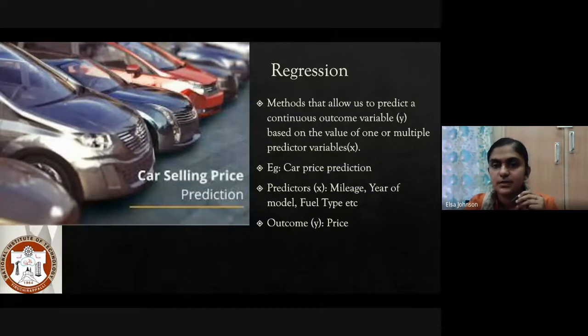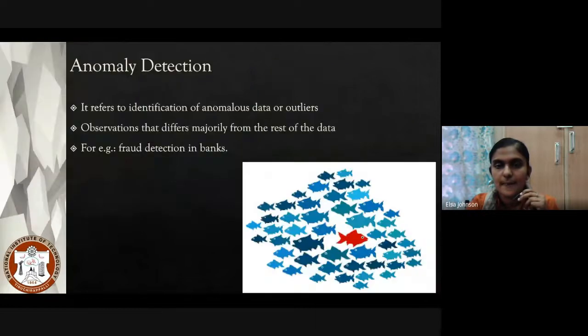Next is regression. Regression means the output won't be countable. It will predict a specific value, but the value is continuous. The output will be a continuous value. That means it's methods that allow us to predict a continuous outcome based on the value of one or more predictor variables. For example, car price prediction. The predictors would be mileage, year of the model, fuel type, etc. And based on this, the outcome will be price. The price of the car will be changing.